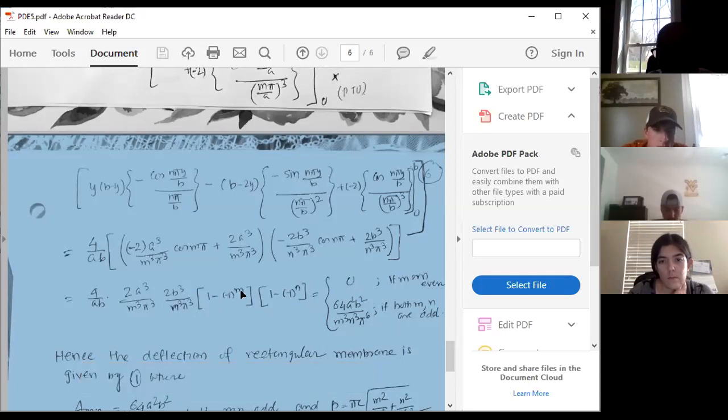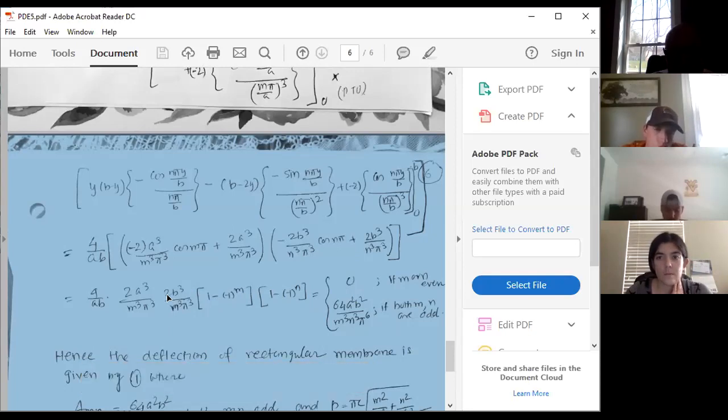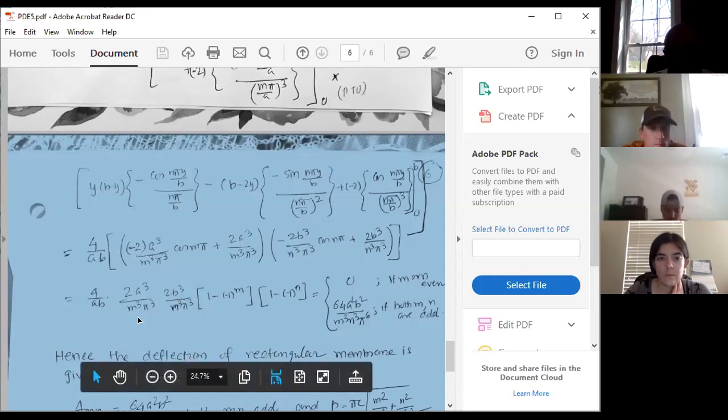But suppose both are odd. Here it is 3, here it is 3. Minus 1 cube, negative, positive. So this is 2, 2 2s are 8. Agree? 8 2s are 16, 16 2s are 32. Am I right, guys? Yes or no? Yes. And multiplied by 4 and divided by here also. So if you simplify this one, you're going to get 64 a square b square over m cube, n cube, and pi to the power 6, if m and n both are odd.